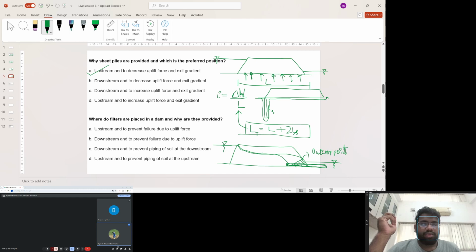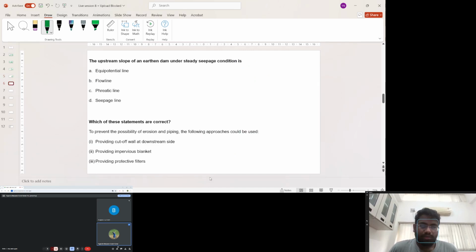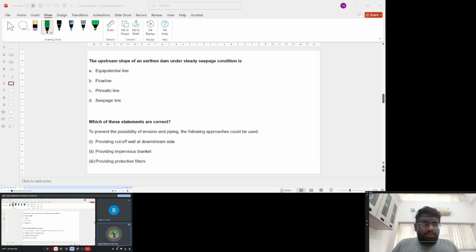So the filters are always provided at the downstream end to prevent piping of the soil. This is why filters are provided. Option C is right. Any doubts?